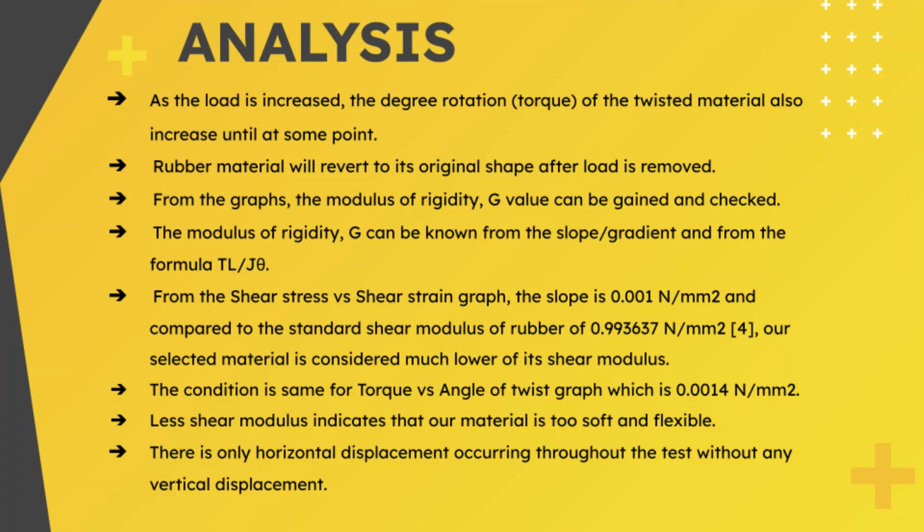The condition is the same for the torque versus angle of twist graph, which is 0.0014 Newton per square millimeter. Less shear modulus indicates that our material is too soft and flexible. There is only horizontal displacement occurring throughout the test without any vertical displacement.